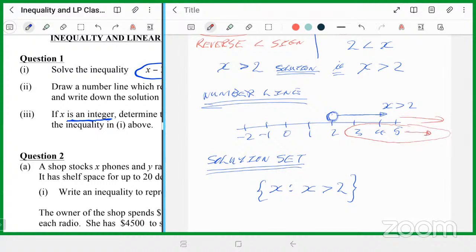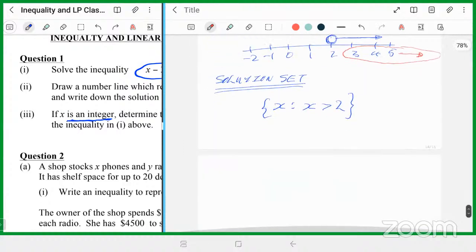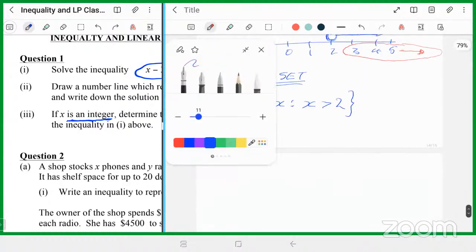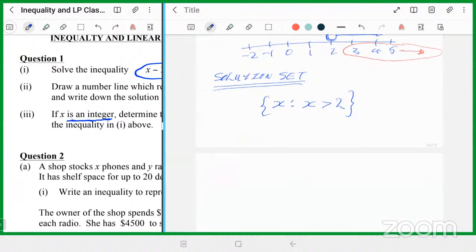The number line continues out there, we just don't have space to show everything. So basically, if you were to write your integer values of x, they'll be like this. Integer x values.